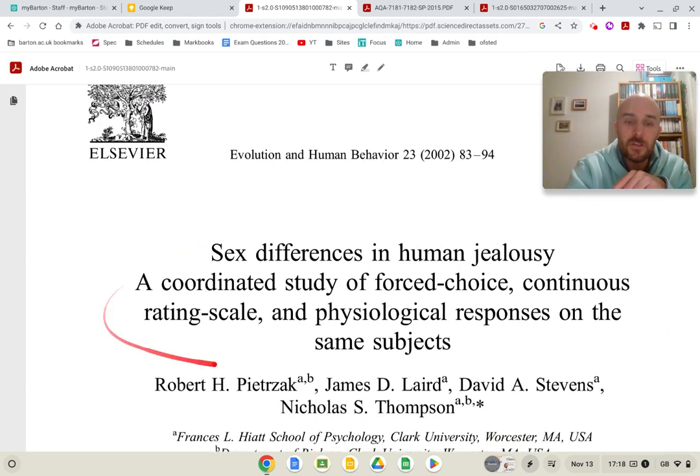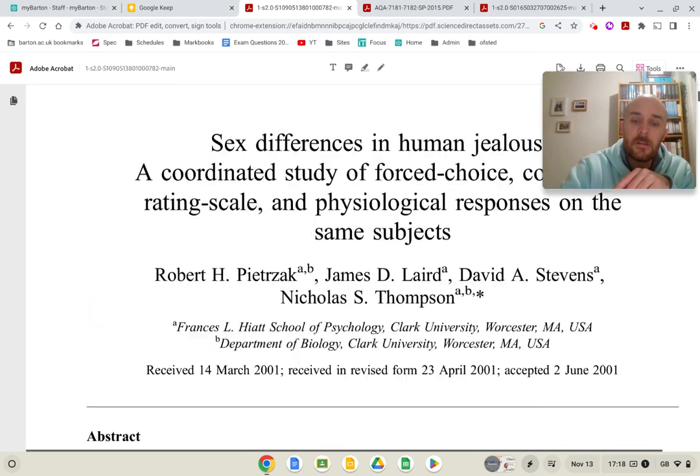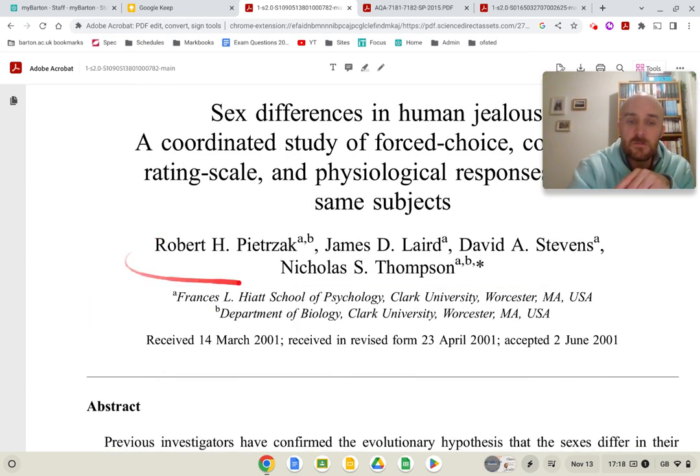You've got the title just here, obviously, and then you've got the researchers here as well. So this was done by Robert Pietrzak, James Laird, David Stevens, and Nicholas Thompson.